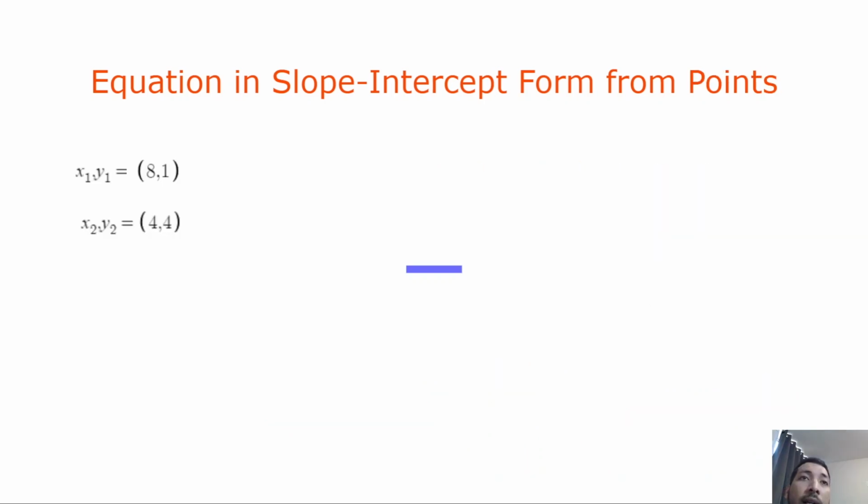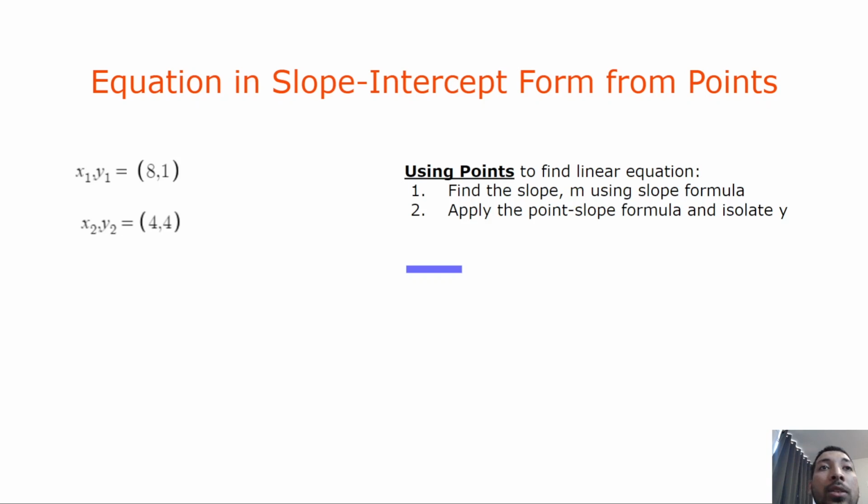Now we'll see how to find slope-intercept form from 2 given points. Over here we don't have any graph, rather we just have 2 points, and we'll need to find the slope-intercept form. So the first step is we find the slope from these 2 points using the slope formula. Once we find the slope, then we apply the point-slope formula and isolate the variable y, and we'll see that in a moment.